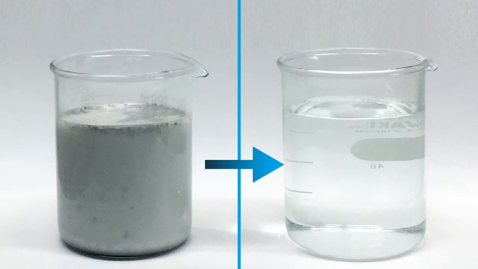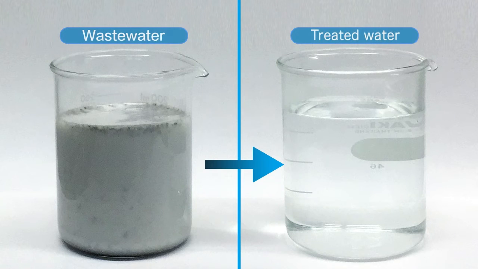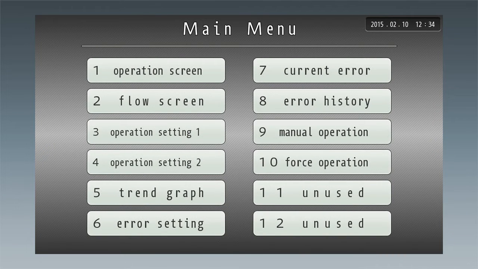This UF membrane treatment makes it possible to separate and remove the oil and solids from emulsified wastewater to obtain clear, treated water. The control panel of this equipment has a touch panel to make it easy to operate the device and to check the operational status. Various confirmation screens can be selected from the main menu screen. Let's look at the operation screen, flow screen, and trend graph.